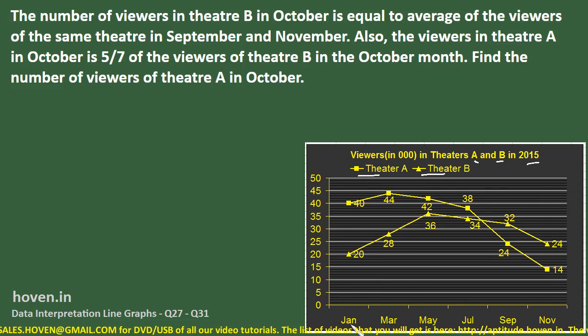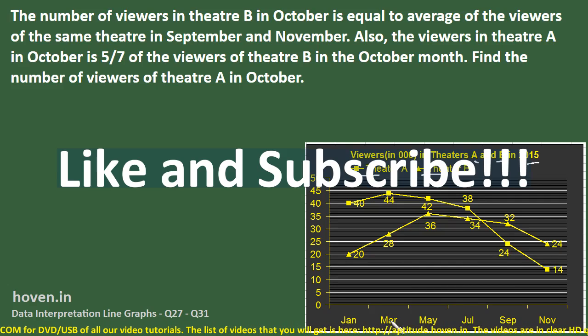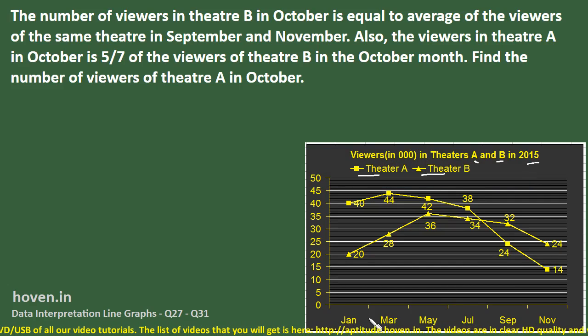And we have been given months. January has been given, March has been given, but February has not been given. April skipped, May, July, September, November. And if we want to find out the viewers of theater A in January, it is 40. In March, it became 44, then 42, then 38.